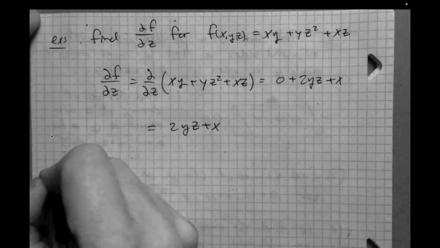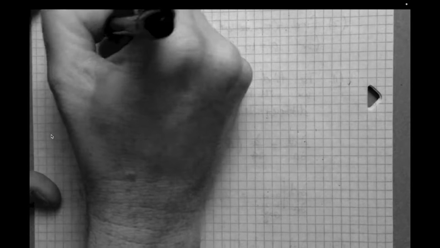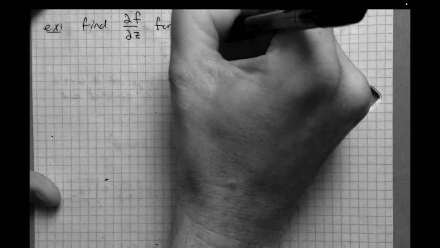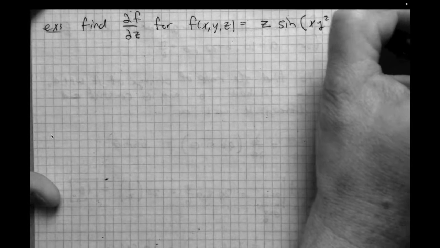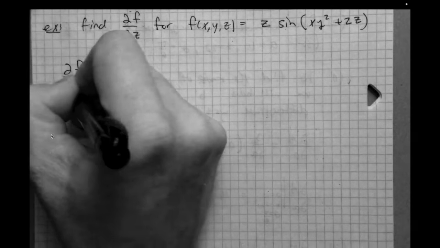What about this one? What about this example? Let's find del f del z for f of x, y, z equal to z times the sine of x, y squared plus 2z, sorry. Okay. Let's try this one. All right, so this would be, let's see, del f del z is del z of this.